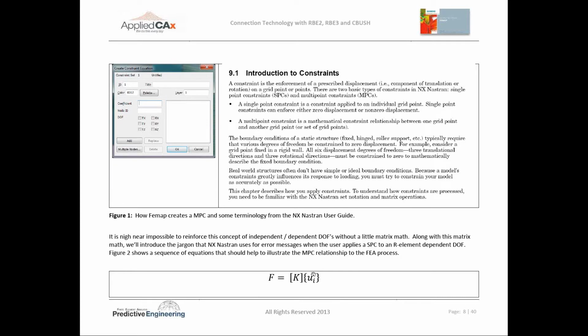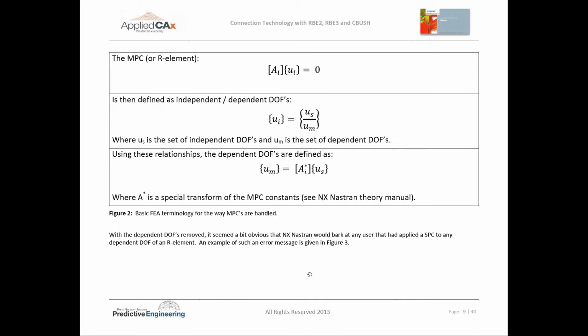So we have F equals KU, which is our equation of motion. For the MPC, there's matrix algebra for that setup: AI, which is your constants, times your displacements, or your DOF. Then you break them up as US or UM. US are your independent, and UM are your dependent. This is Nastranese, and you're going to see these terms US, UM pop up in error messages. But the concept is you're going to break up your degrees of freedom into nodes that are masters, independent, and slaves, dependent. That's terminology very common out there.